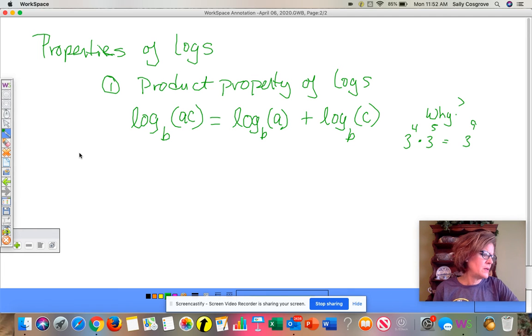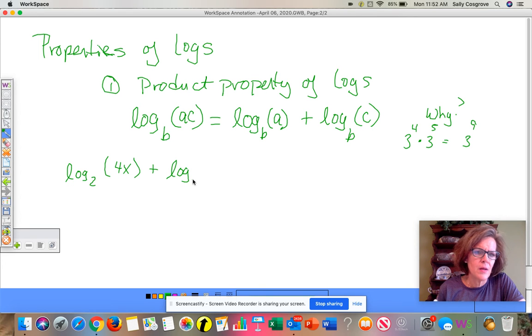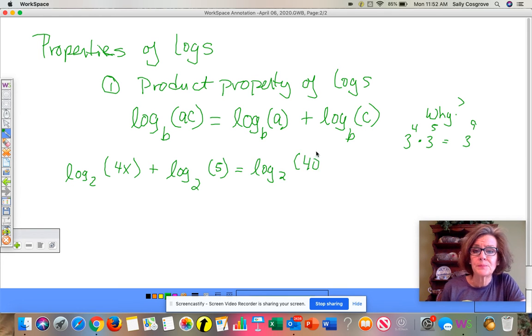All right, so here is an example, and we'll do a few examples. Here is my first one, and it looks like this. Log base 2 of 4x plus the log base 2 of 5 equals the log base 2 of 40. And this is what we would say is expanded because it's already written out.